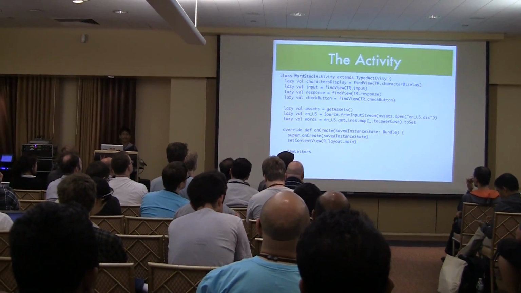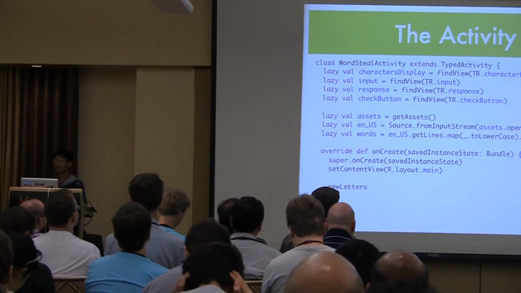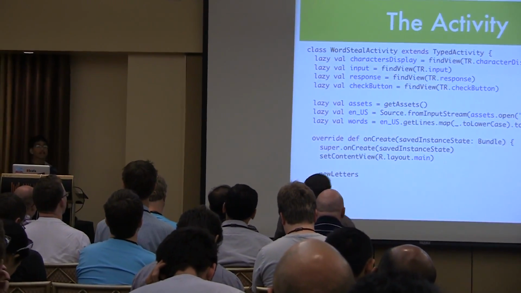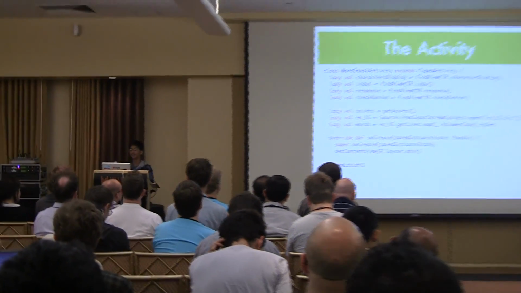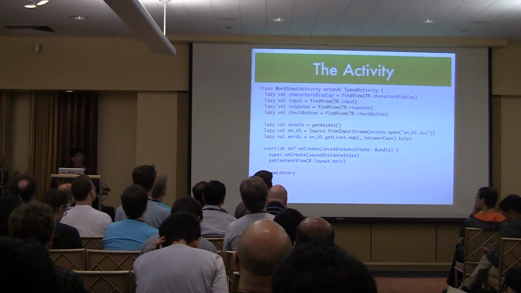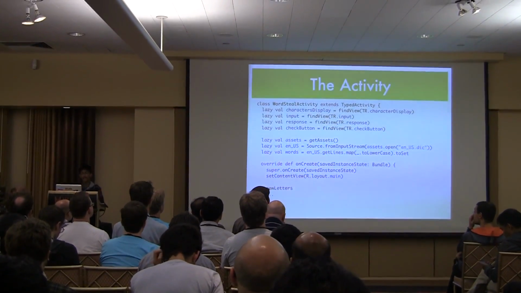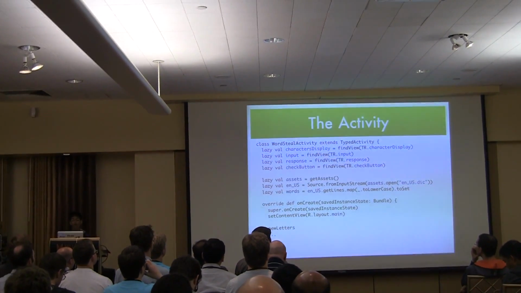My activity extends TypedActivity. TypedActivity isn't actually an Android thing. Since I'm using this SBT Scala Android plugin, it'll automatically generate TypedActivity and TR, so then I don't have to use asInstanceOf whenever I'm getting a widget. Now that I extend TypedActivity, my first 4 lazy vals are all my widgets.